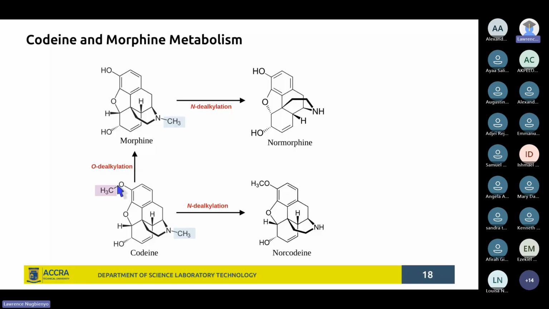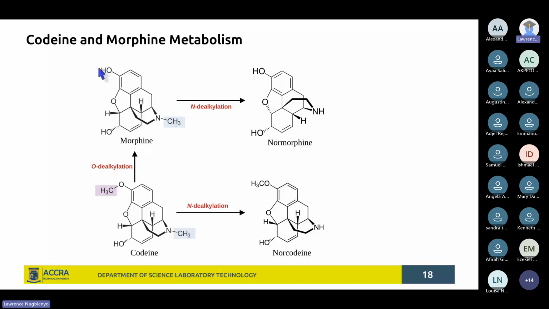This is some ether bond which is formed here, and you have that methyl group removed from it, so that you can see in the product you are having, in place of that, just a hydrogen. So you have a hydroxyl group replacing that methyl group there.